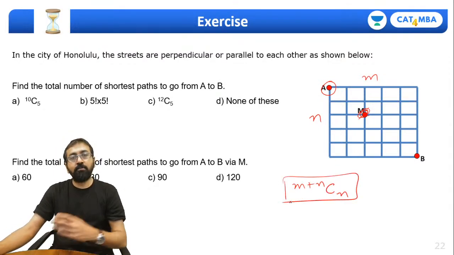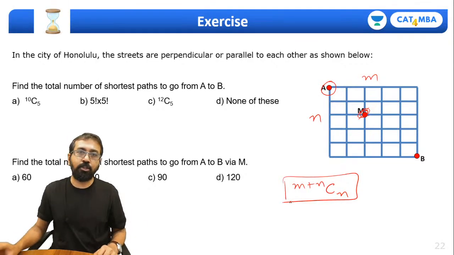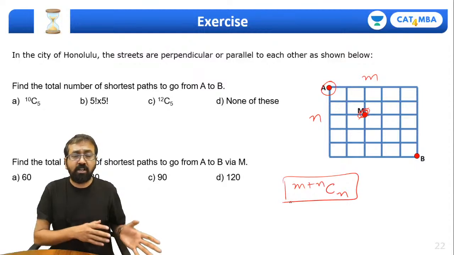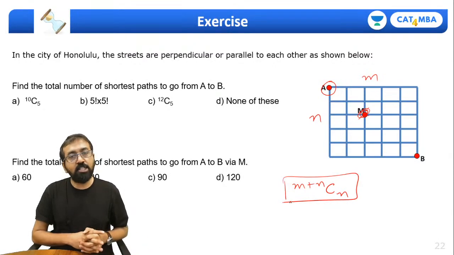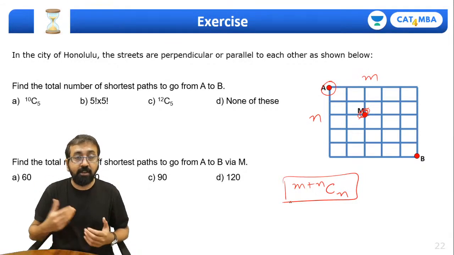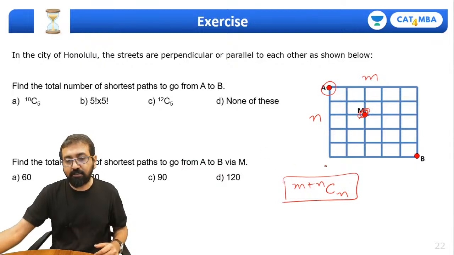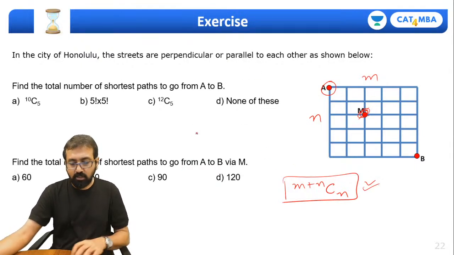In case you missed this part, you can watch the third session of permutation combination, part 3. Please watch that. I've explained this thing completely in detail. I have derived the formula also. So we have solved this part.